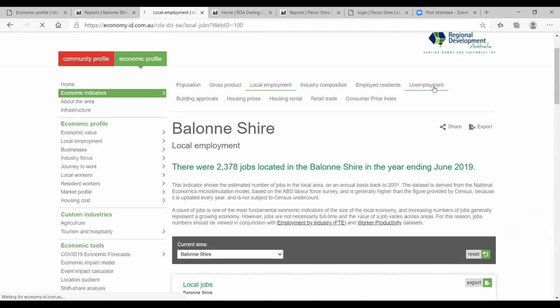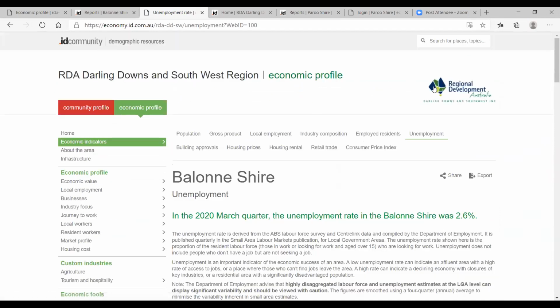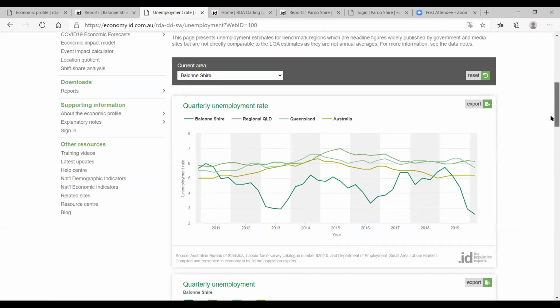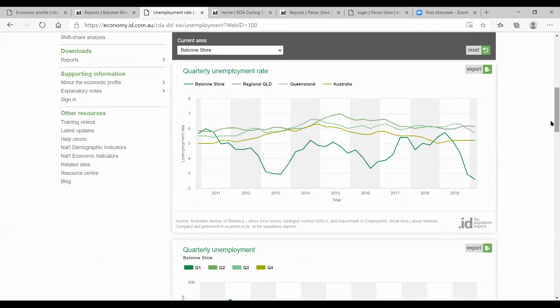The next one I look at is unemployment. And I'm not necessarily a massive fan of unemployment, but I know that funding bodies sometimes will look to this particular rate because it's a rate that is used across all areas. And we can see here in the Balonne Shire, 2.6% unemployment rate. So it's pretty much zero because some of that will be structural change.